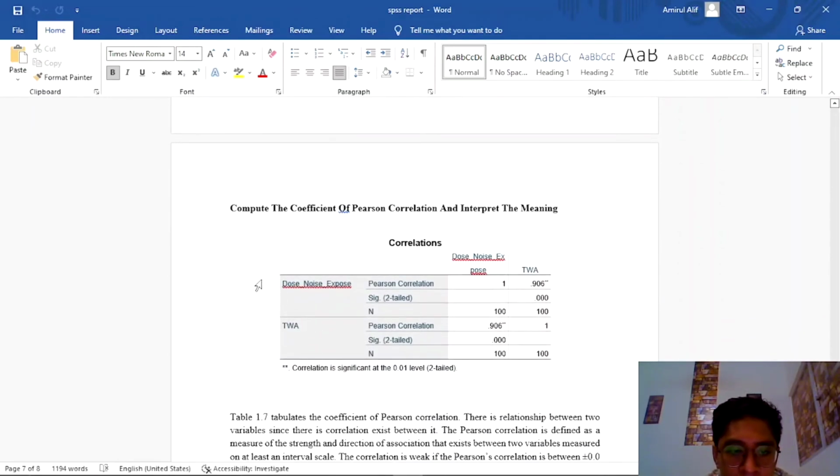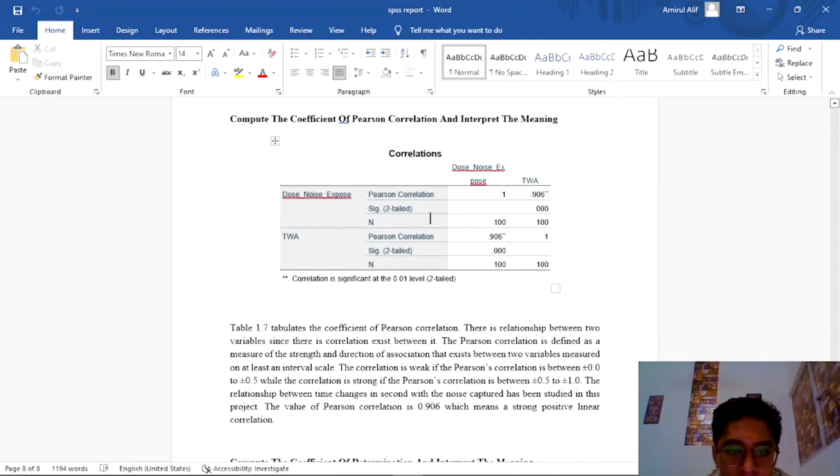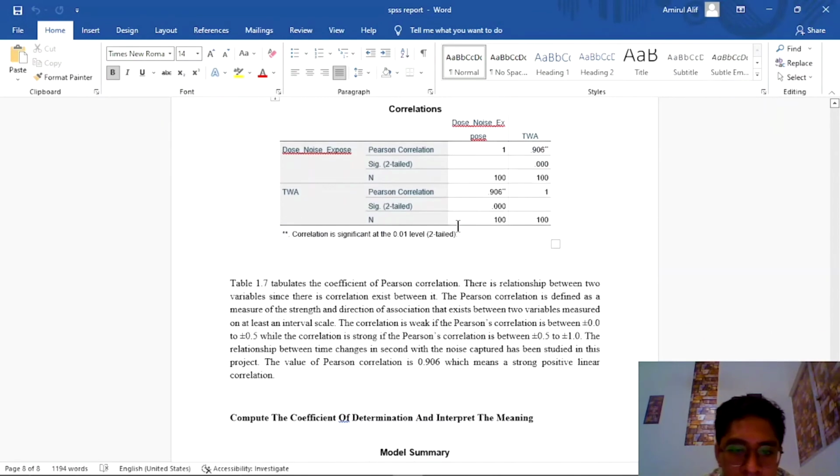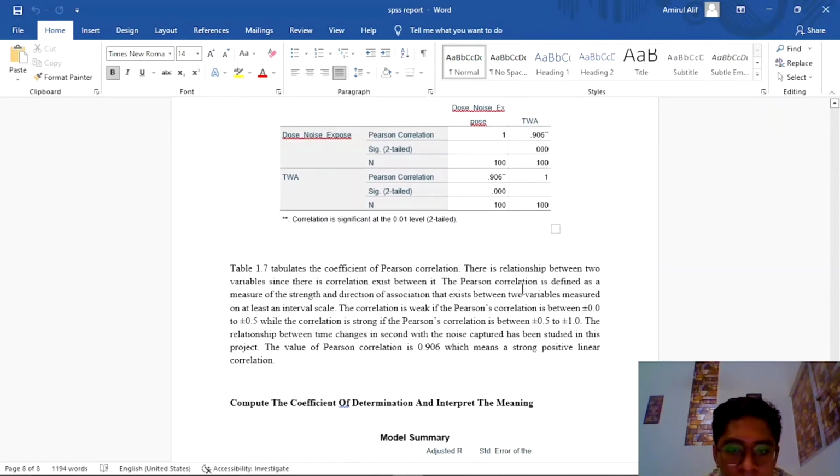Okay, this is the coefficient of Pearson correlation from SPSS. And this is the tabulated coefficient of Pearson correlation, the relationship between two variables, since there is correlation between them. The Pearson correlation is defined as a measure of strength and direction of association that exists between two variables measured on at least an interval scale. The correlation is weak if the Pearson correlation is between plus minus 0.0 to plus minus 0.5, while the correlation is strong if the Pearson correlation is between 0.5 to plus minus 1.